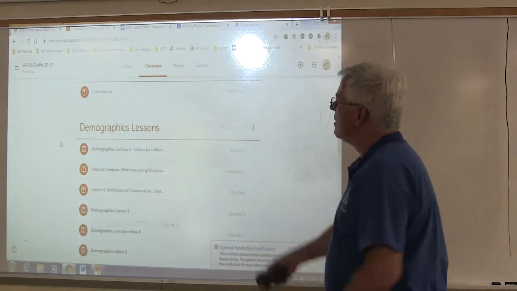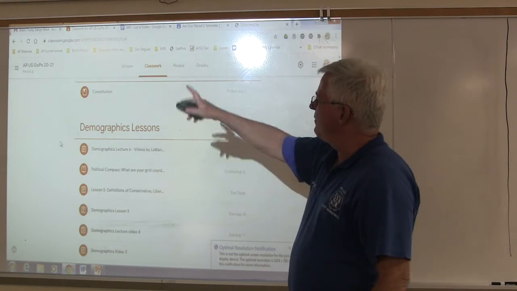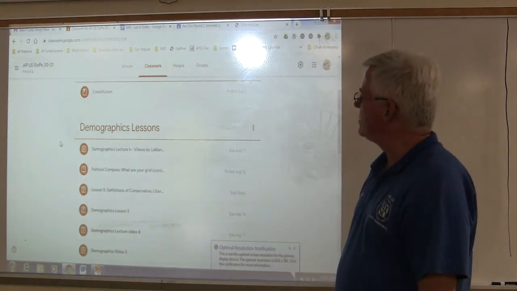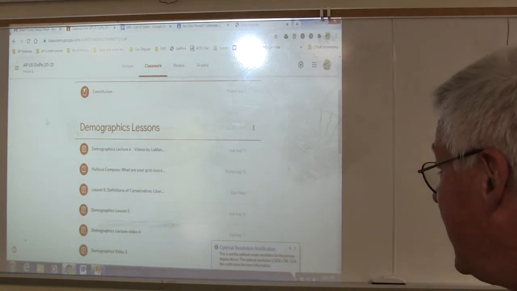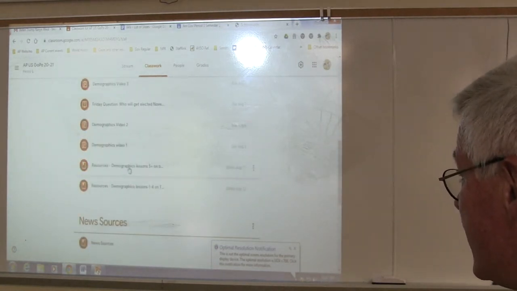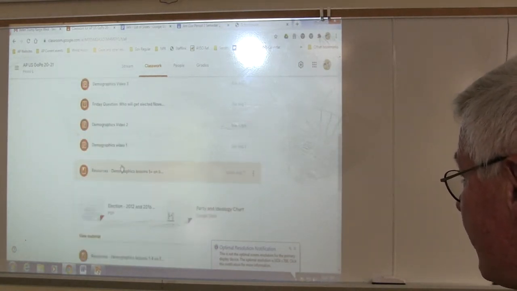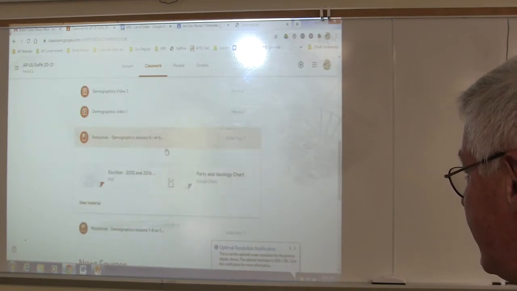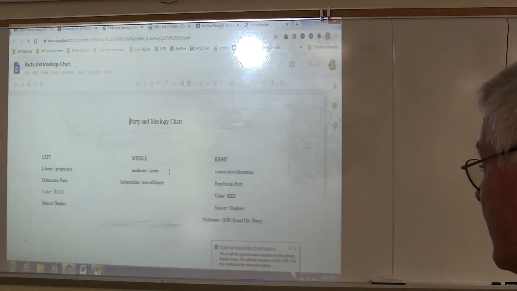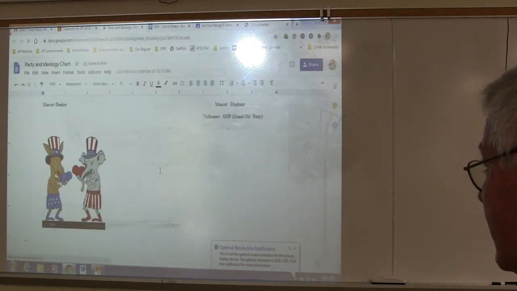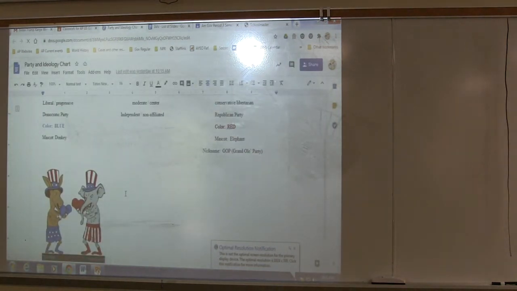Okay. First thing, go to your respective classes to the classwork page, and go down to resources, demographics, lesson 5, and open party and ideology chart. Party and ideology chart. All right, there we go.